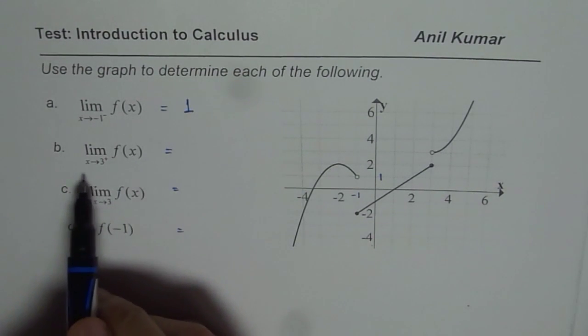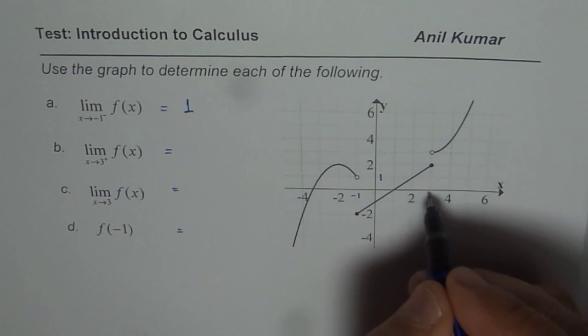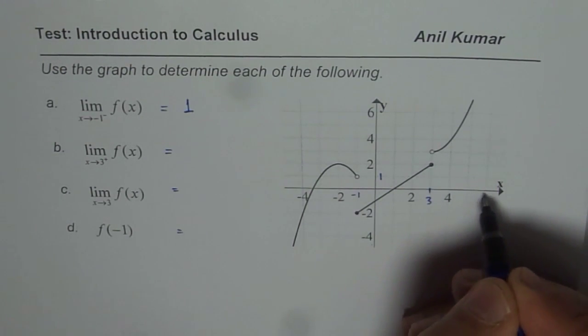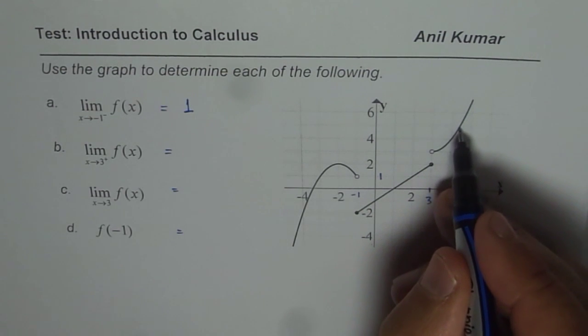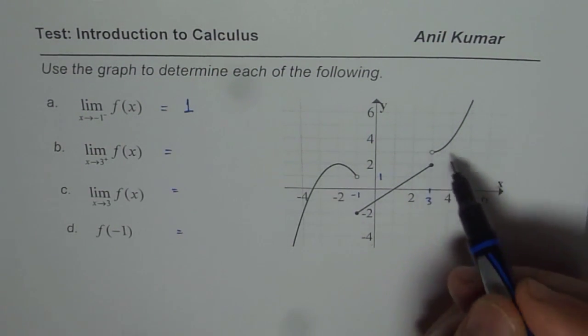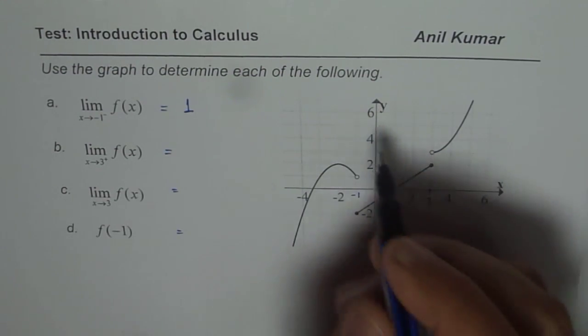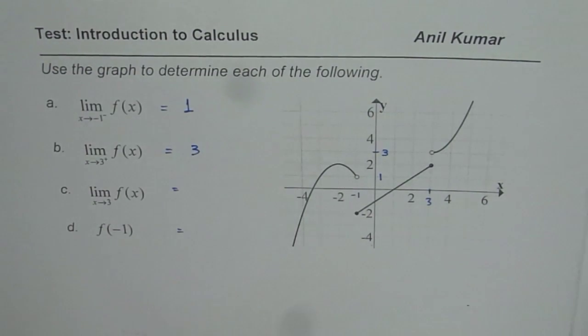Limit of the function when x approaches 3 from the right side, that plus is right side. We are approaching 3, so let us say you are at 4, then you're traveling along this path. That is how you have to see. You're traveling along this path, and as you come closer and closer to 3 from the right side, you are actually approaching the value 3. So the answer is 3 from here.